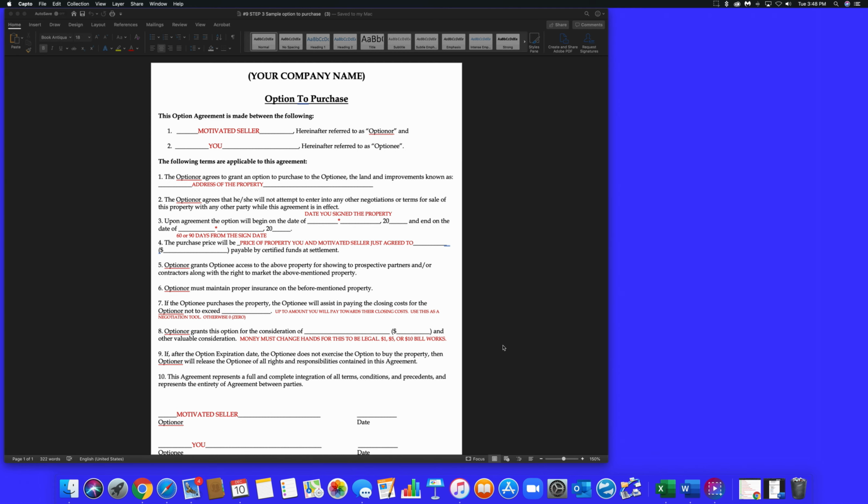Number four, that is the purchase price. That is the price that you and the motivated seller just agreed to. This is not the consideration line. We'll get to that in a minute. This is the purchase price. Please do not get number 4 confused with number 8. Number 4 is the purchase price.